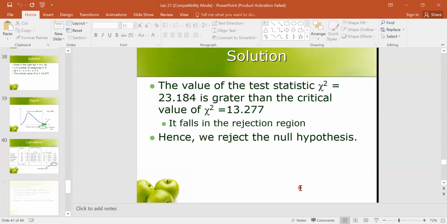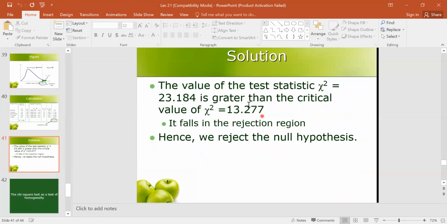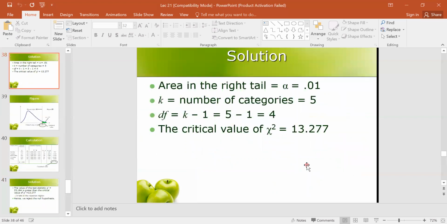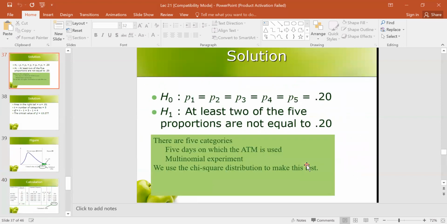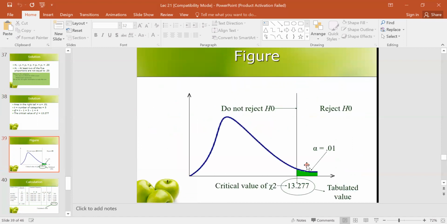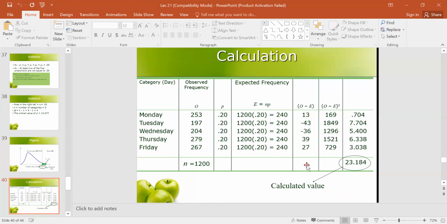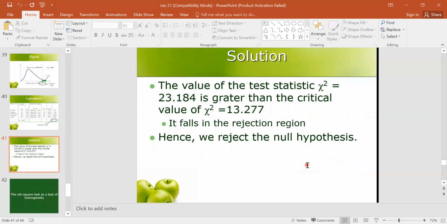Now we have to compare this with our tabulated value. If the calculated value is greater than the tabulated value, we reject; otherwise we do not reject. So it falls in the rejection region according to the rule. So we reject the null hypothesis and conclude that at least one of the distributions, the proportions, are not equal. So this is how we can choose the test of goodness of fit.